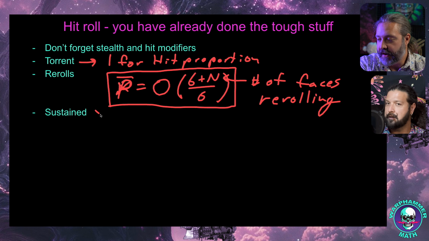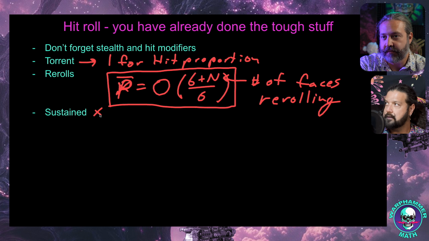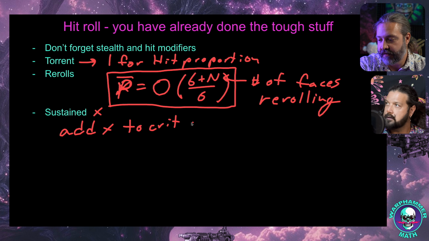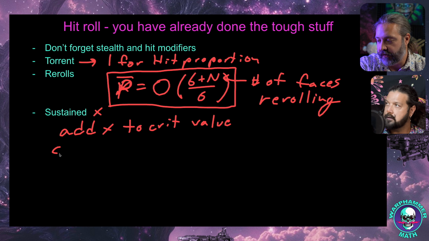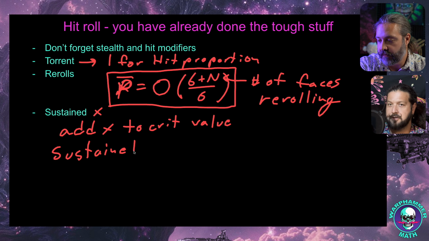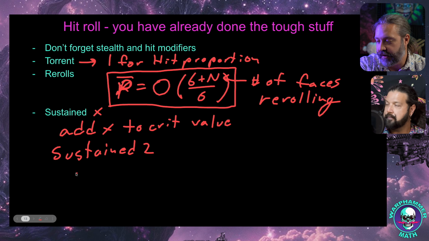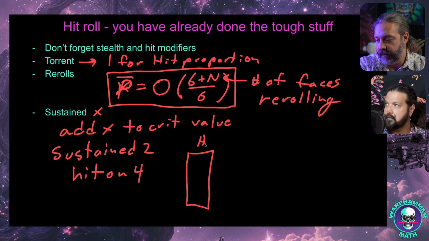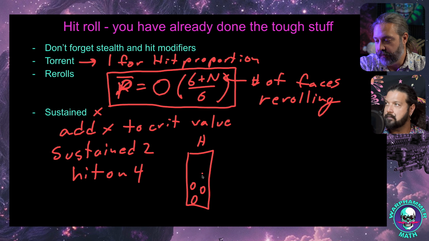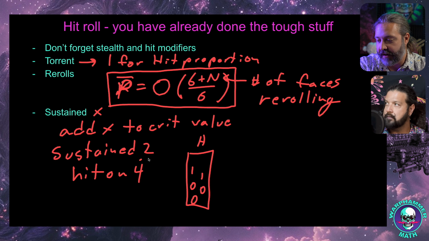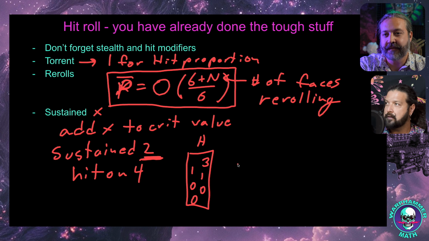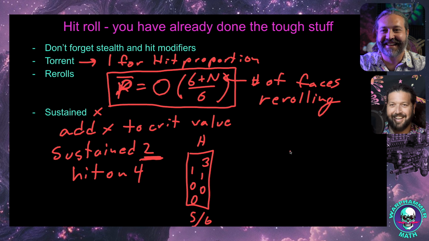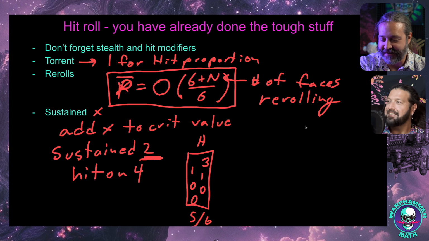Yeah. Sustained is actually pretty easy to deal with. If you have sustained X, that just means add X to the critical value. So let's say we had sustained 2. Then on our hit roll, our 6 is a 3. Exactly. So if we were hitting on 4s, then your hit table is going to look like this. Nothing, 1, 1, and then this value here, we're going to add 2 to it. So as you mentioned, we'd get 3 there, which means 5/6. Yeah, 5/6. Perfect. Got it.